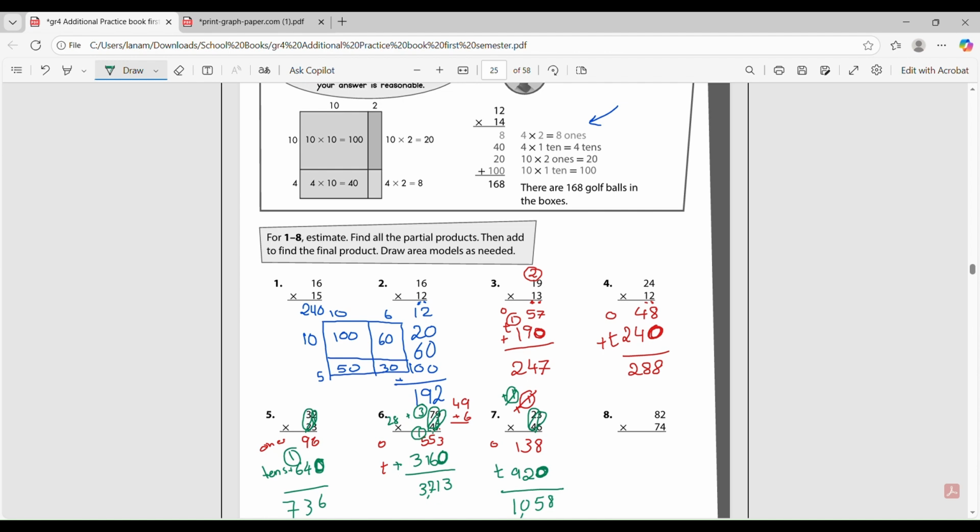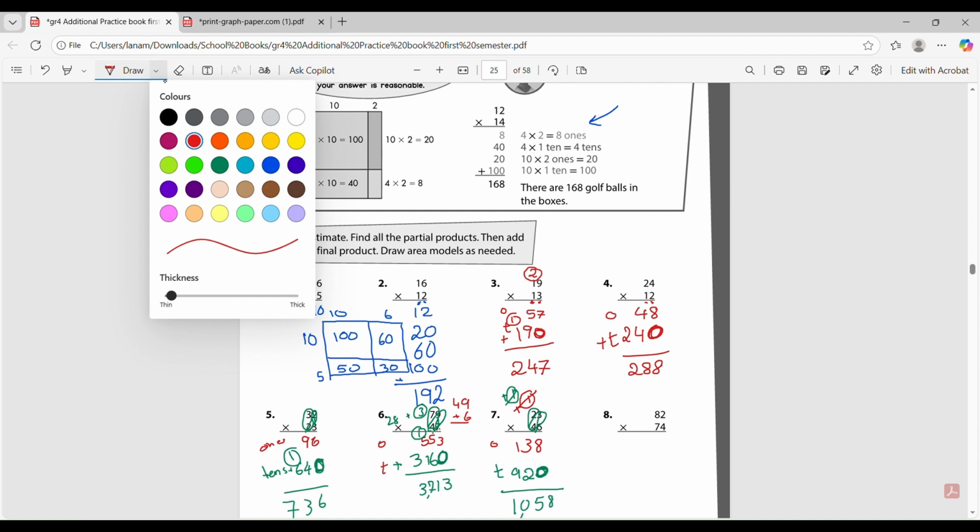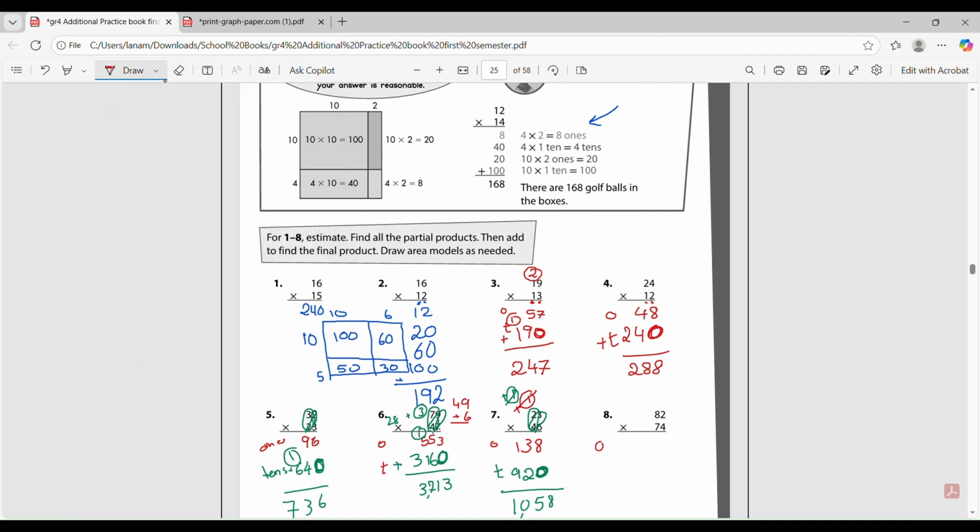The last one, the first line is for the ones. I will start with the ones of the number at the bottom. 4 times 2 is 8, now with the heart method. 4 times 8 is 32. I write it all because I don't have any other numbers to carry the number 2.